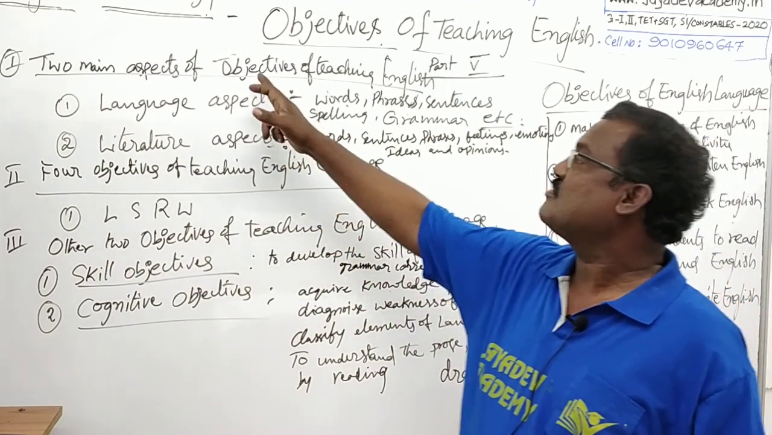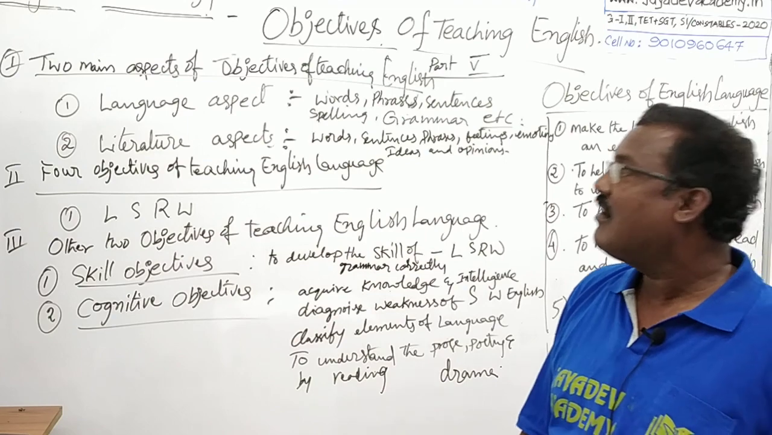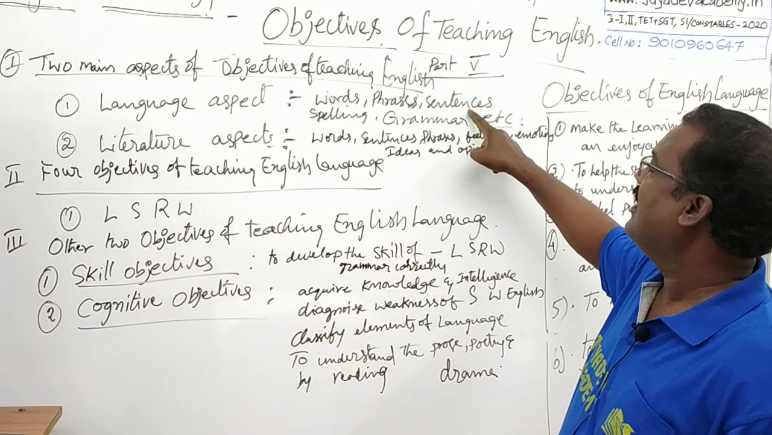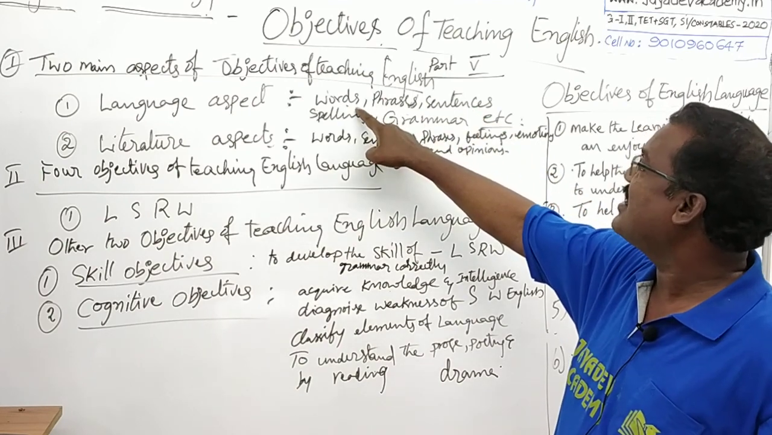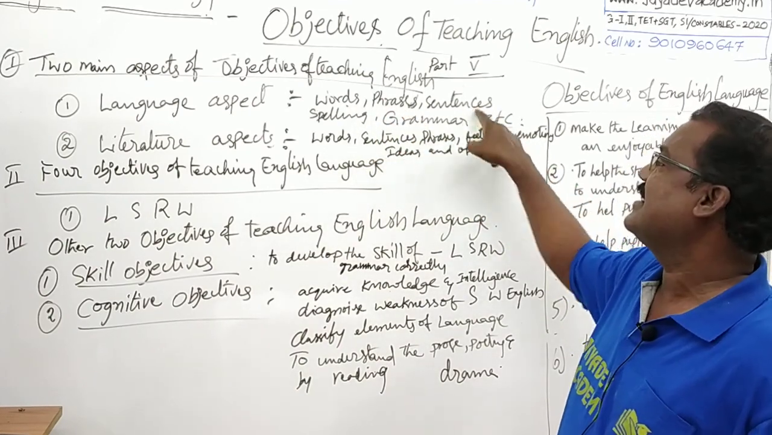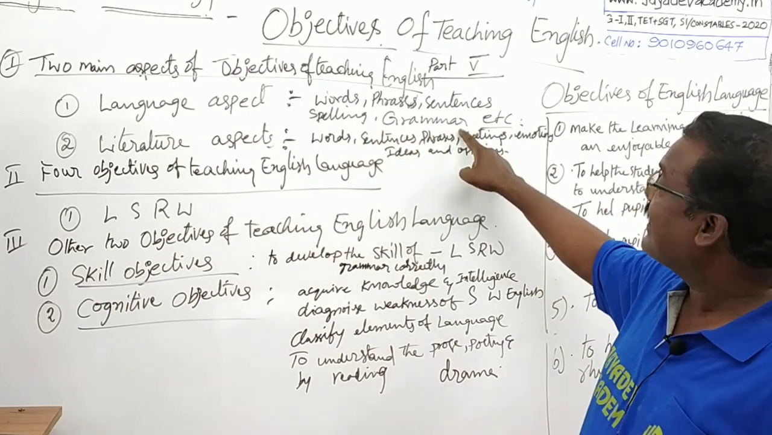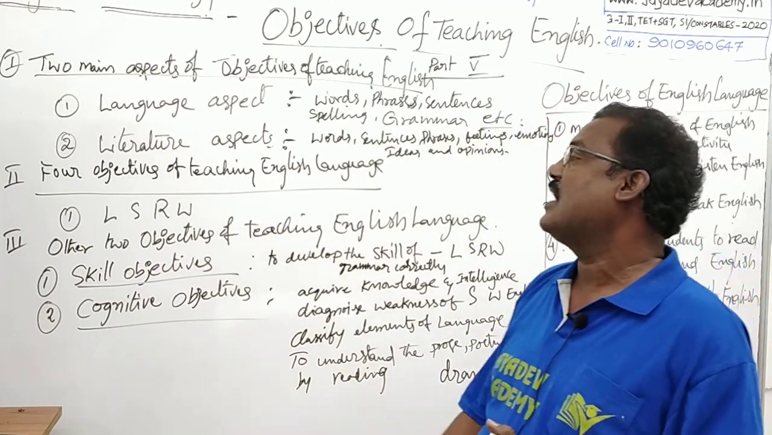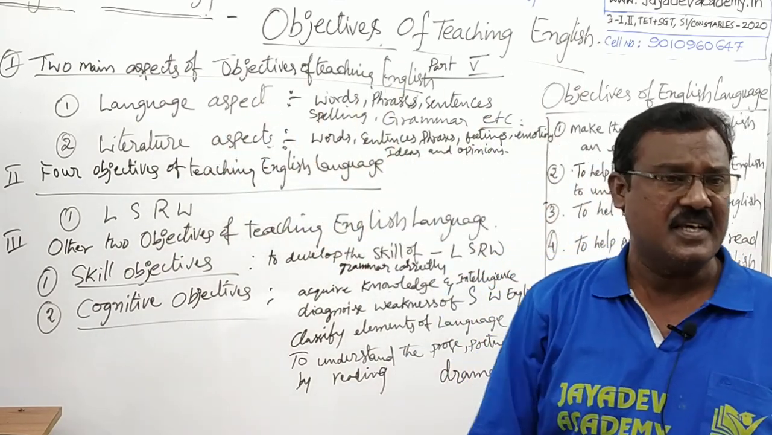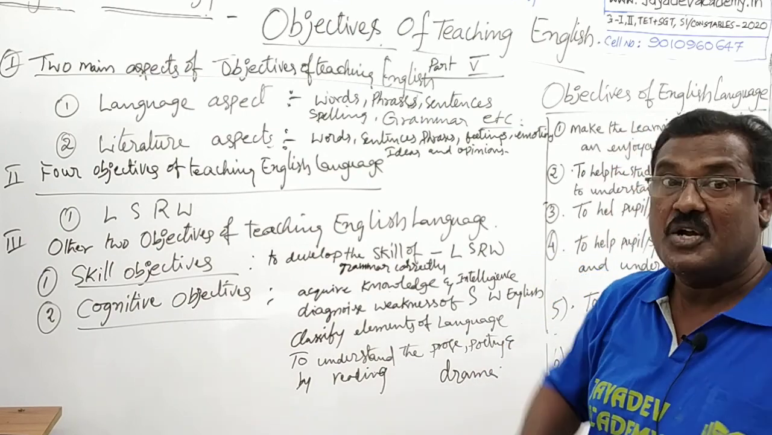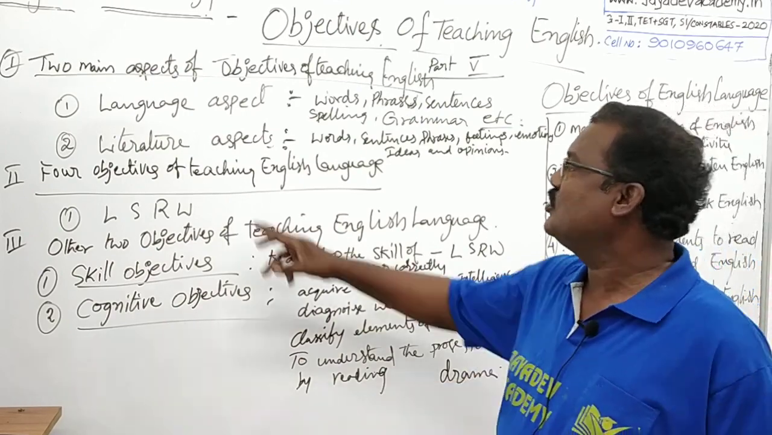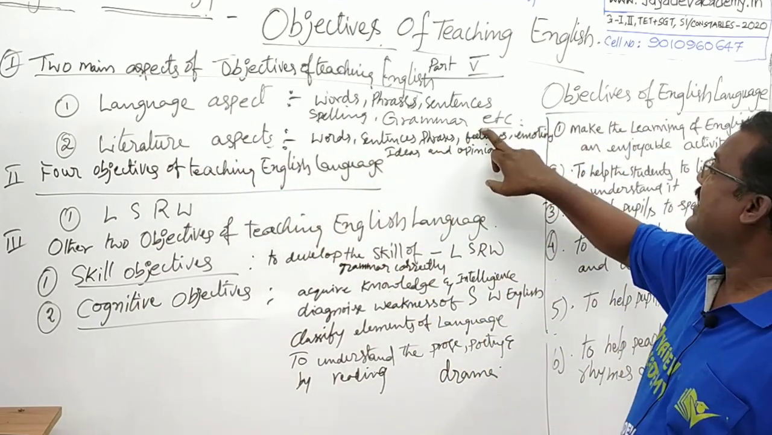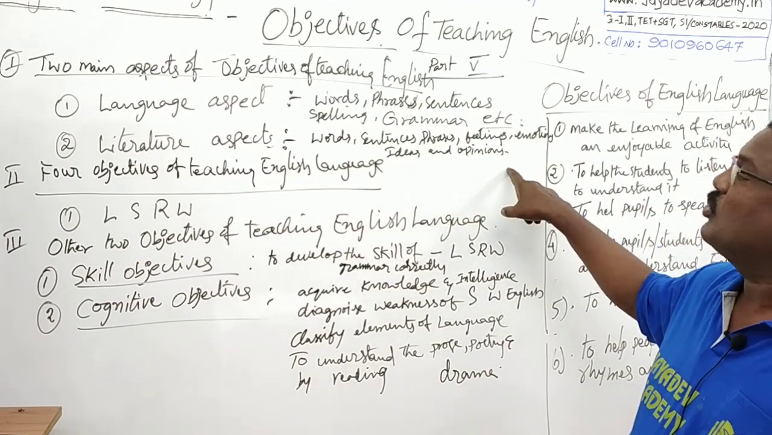So, the two main aspects of the objective of teaching English are the language aspect and the literature aspect. In the language aspect, we take all the different parts: words, phrases in the sentences, the spelling of the words and the grammar we have to use to convey the proper meaning to other people. Language itself means a unit of communication to express our opinions to others. Literature aspect: words, sentences, phrases and feelings, emotions, ideas and opinions.